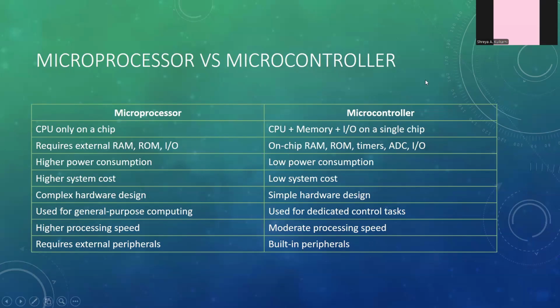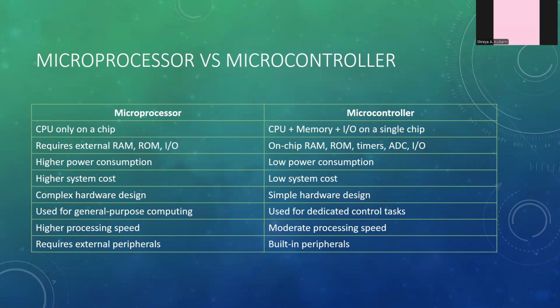We'll be looking at microprocessor versus microcontroller. We'll be discussing the differences between the two. A microprocessor is just the processing unit. So, CPU only on a chip. But the microcontroller includes the processing unit, which is the microprocessor, plus memory, plus input and output on a single chip. So a microcontroller has much more facilities or features than a microprocessor.